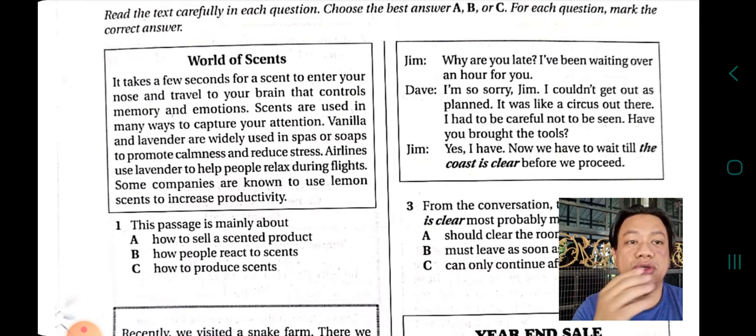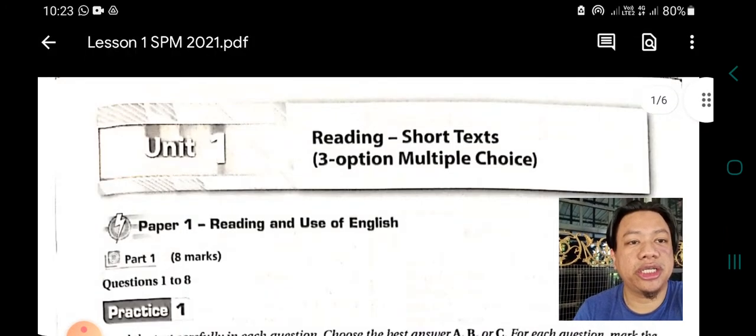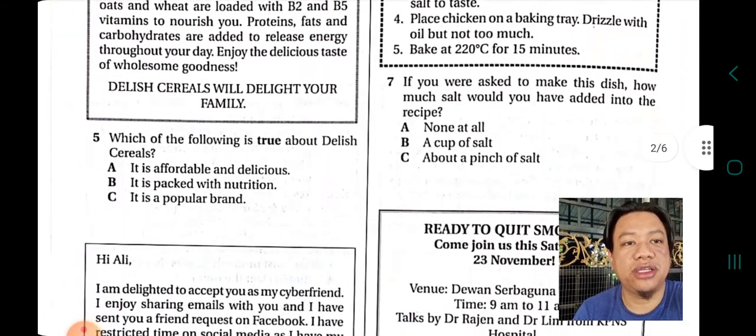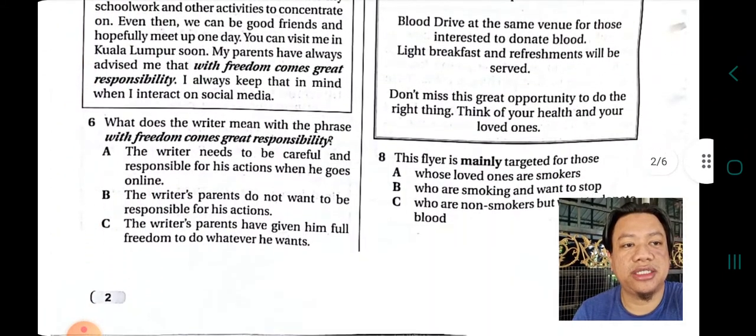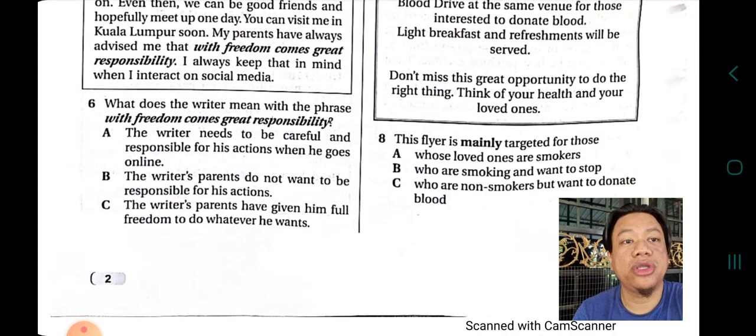So I will give you time for you to answer the rest of the questions. Question 2, question 3, question 4. After question 4 is of course question 5, 6, 7 and 8. Later I'll give you the answers, in your group.